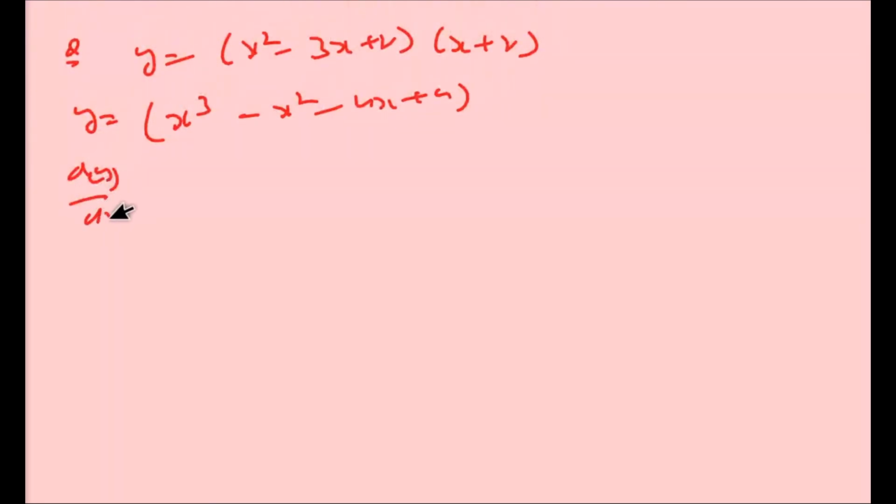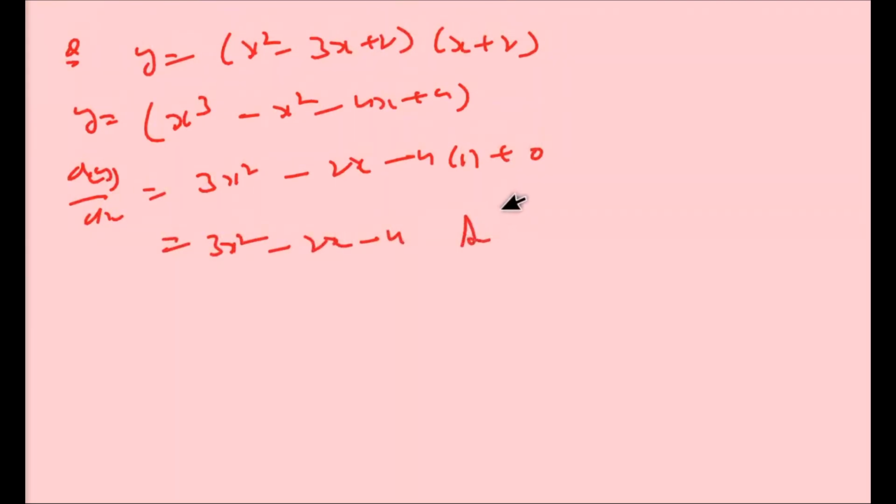So dy by dx equals 3x square minus 2x minus 4 into 1, and the constant is 0. Taking x to the power 1 and 4 as constant outside, x to the power 1 is 1. Using the formula that the differential of x to the power n is n x to the power n minus 1, your answer is 3x square minus 2x minus 4. First you have to open and check whether this is possible or not.